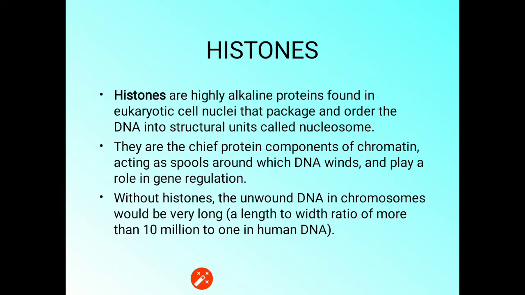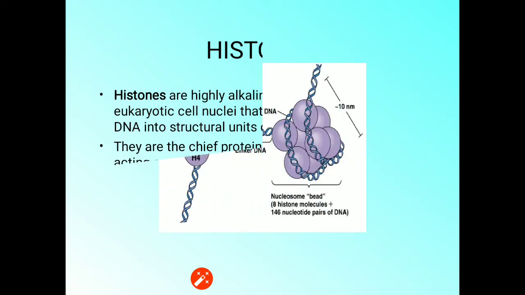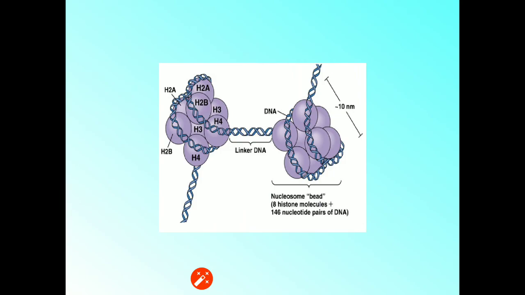So they are able to hold tightly the negatively charged DNA strand, as negative and positive attract. They are the chief protein components of chromatin, acting as spools around which DNA winds, and play a role in gene regulation. Without histones, the unwound DNA in a chromosome would be very long and would not be able to fit in a nucleus. Here they are showing the octamer.